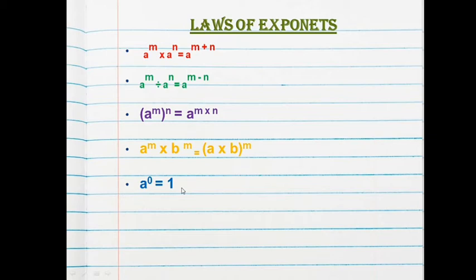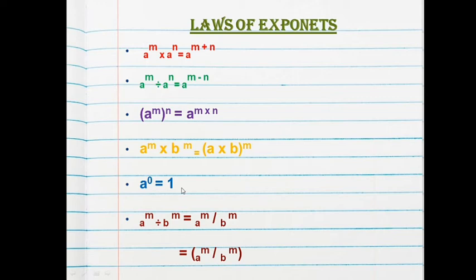Then the next law, a raised to the power m divided by b raised to the power m is equal to a divided by b whole raised to the power m. So nothing, there is the difference.